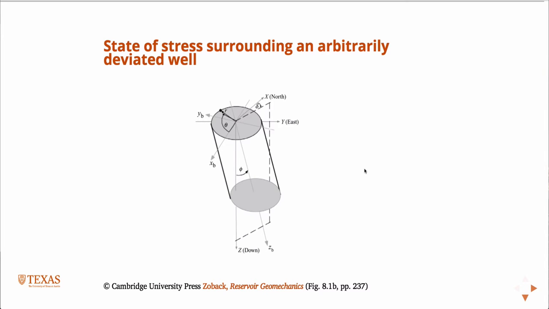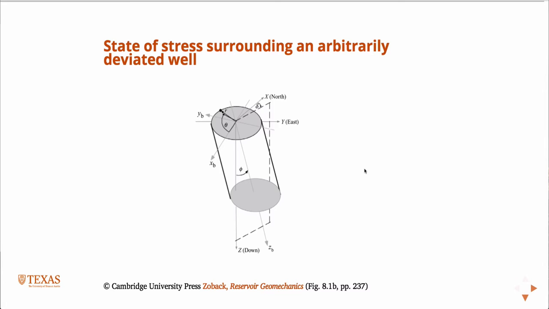So we were talking about the Kirsch equations and stress around a wellbore, and everything that we talked about so far was just with respect to vertical wells, okay? And so now we're going to extend that to arbitrarily deviated wells, which include horizontal wells, okay? So when we talk about these angles, I'll show you where a horizontal well shows up.